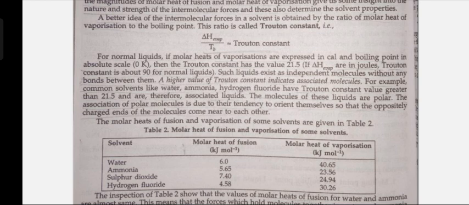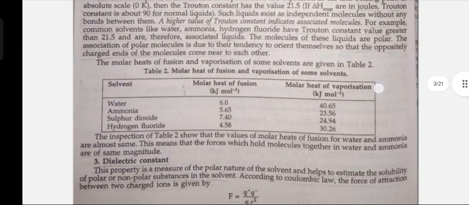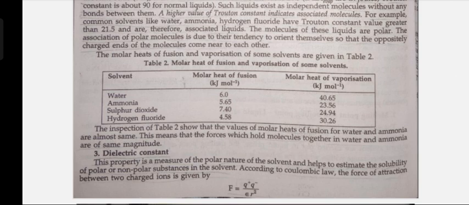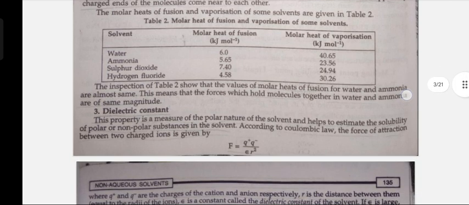The molecules of these liquids are polar. The association of the polar molecules is due to their tendency to orient themselves so that the oppositely charged ends of the molecules come near to each other. The molar heats of fusion and vaporization are given in the table. The inspection of Table 2 shows that the values of molar heat of vaporization for water and ammonia are almost the same. This means that the forces which hold molecules together in water and ammonia are of the same magnitude.